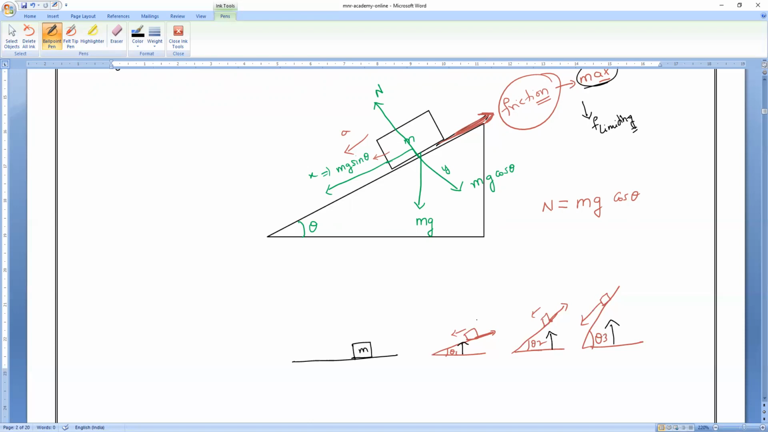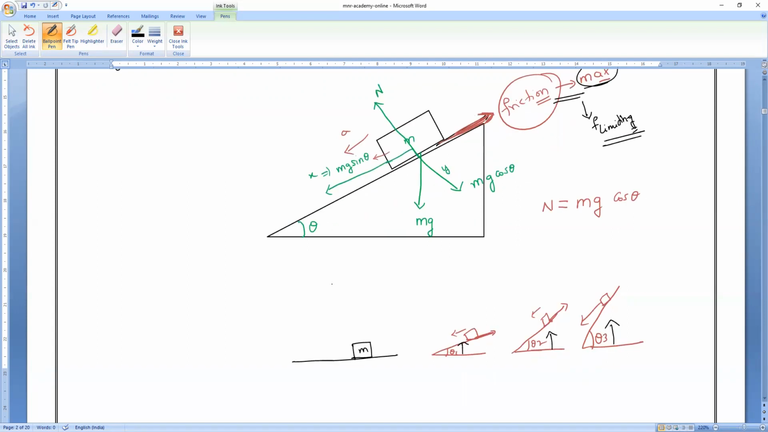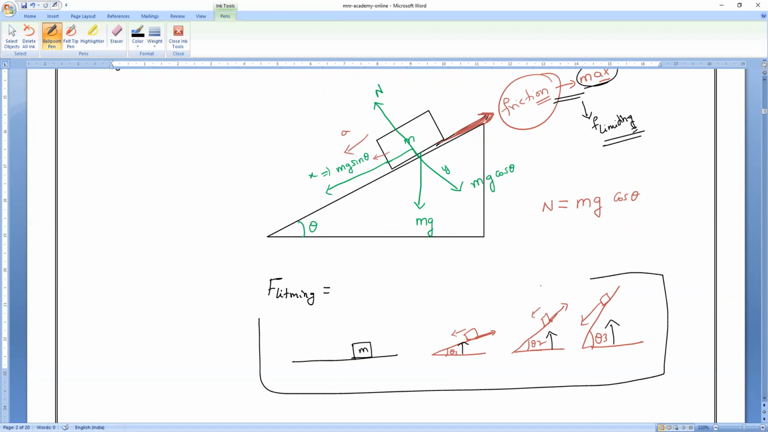So before that sliding, there will be a maximum friction. What do we call that? Limiting friction. So let us find how to find that limiting friction. We all know the limiting friction formula. What is the limiting friction? Everybody, understand this concept.